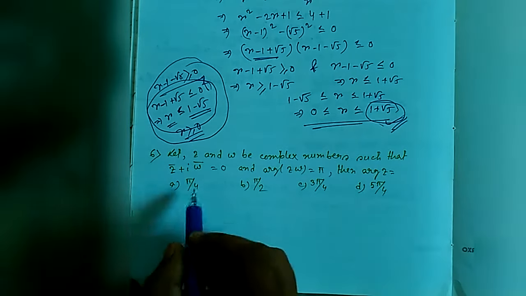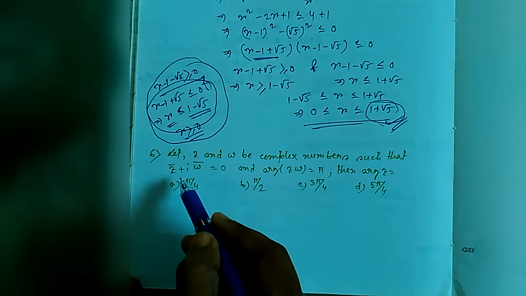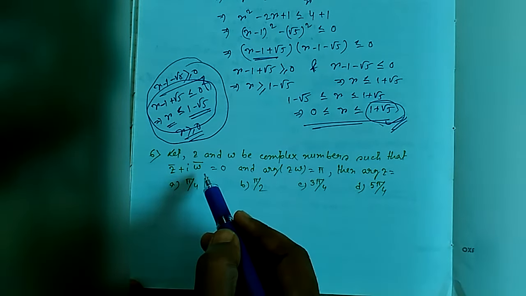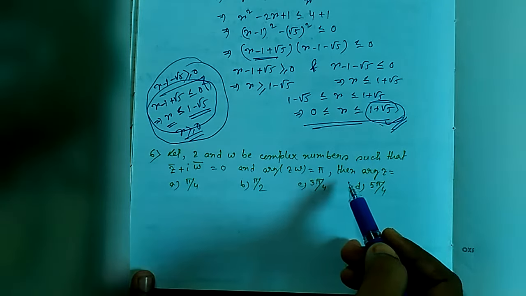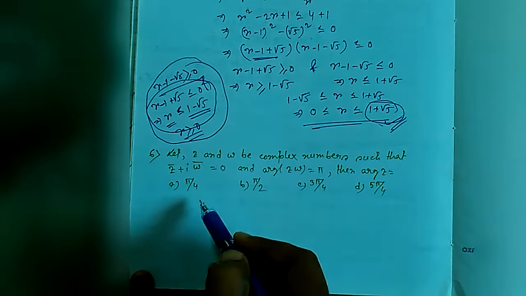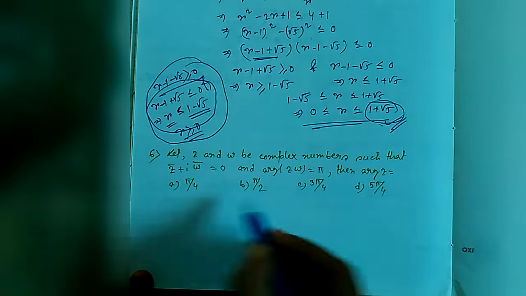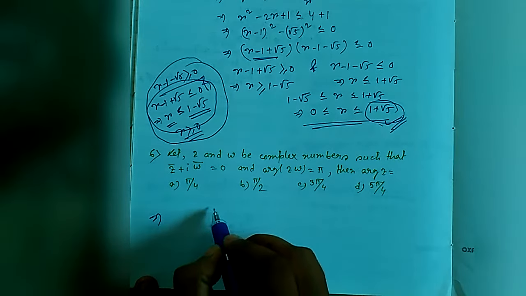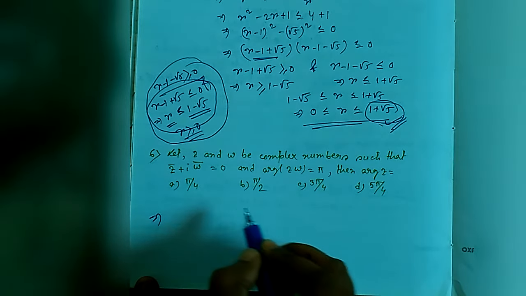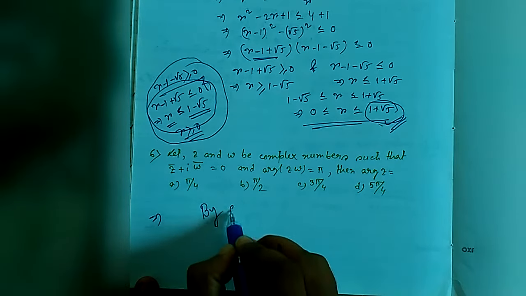Okay, let us take another problem. Let z and w be complex numbers such that z bar plus i of w bar equal to 0 and argument of z w equal to pi. Then argument of z will be either 5 pi by 4, pi by 2, 3 pi by 4 or 5 pi by 4. So please answer this question and give me the answer in the comments.